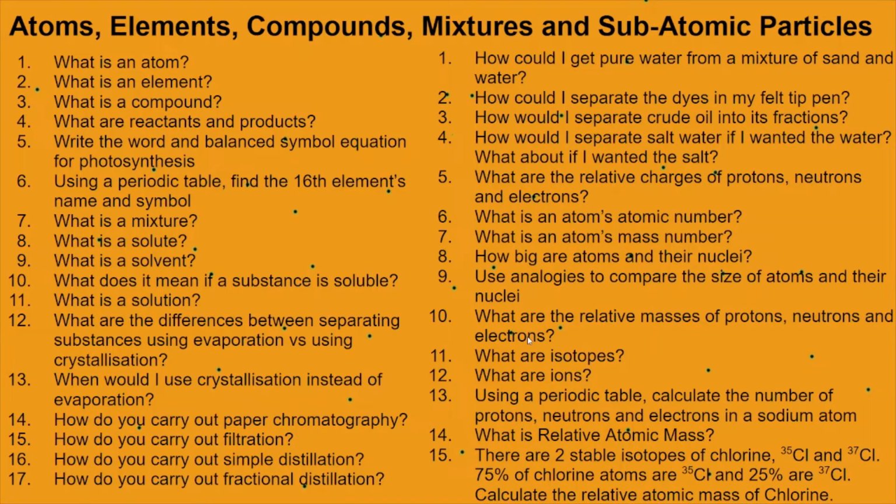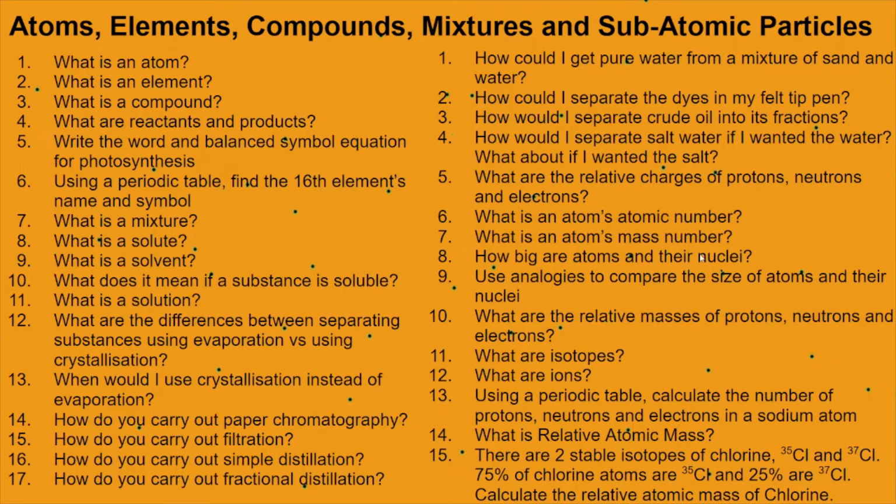It isn't 0 exactly, it does have a mass, it's just really, really small. So how big are atoms and their nuclei? Atoms are 0.1 nanometers, so that's 10 to the minus 10 meters, and the nucleus of an atom is even smaller. We say 10 to the minus 14 meters.